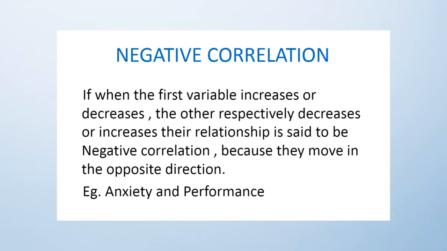Negative correlation: when the first variable increases or decreases, the other respectively decreases or increases. It means one variable is increased, the other one is decreased; one variable is decreased, the other one is increased. Their relationship is said to be negative correlation because they move in the opposite direction.